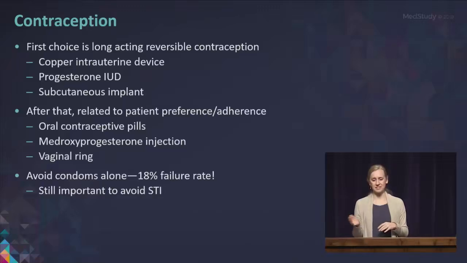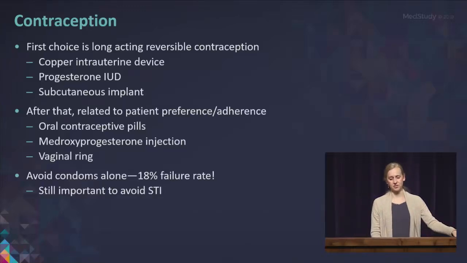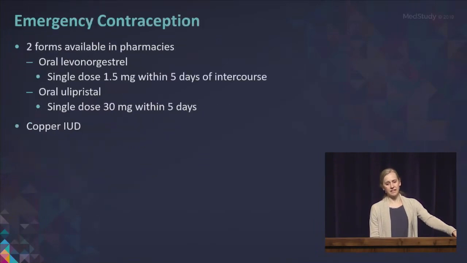Although they're important for STIs, they really shouldn't be used as your primary contraception. If someone has a sexual encounter and needs emergency contraception, there's 2 options that they can get in the pharmacy. So either the oral levonorgestrel or the oral ulipristal. Both of them need to be taken within 5 days, and the sooner that they're taken, the better.